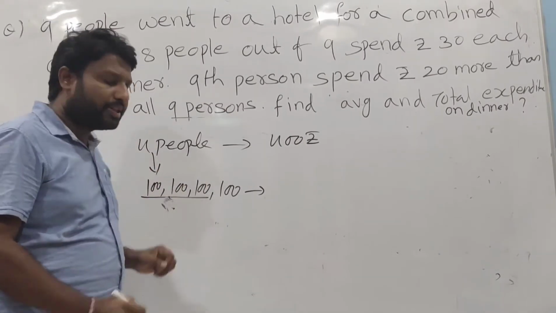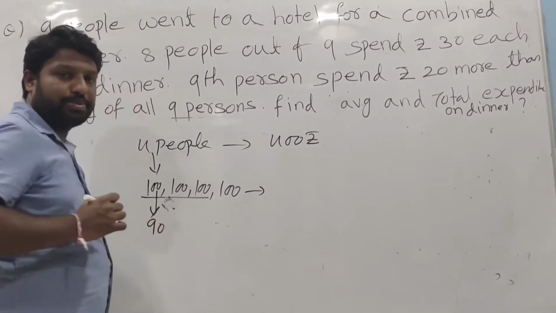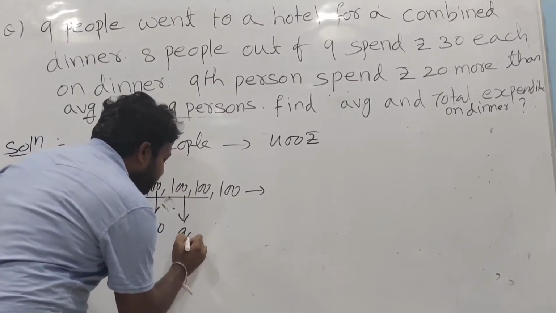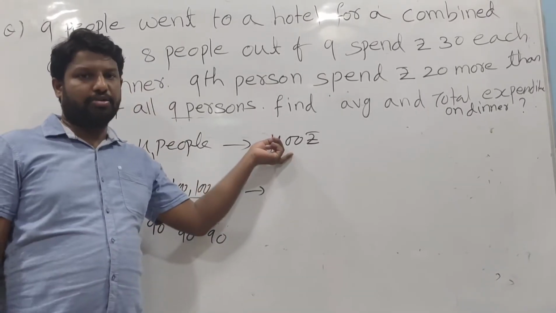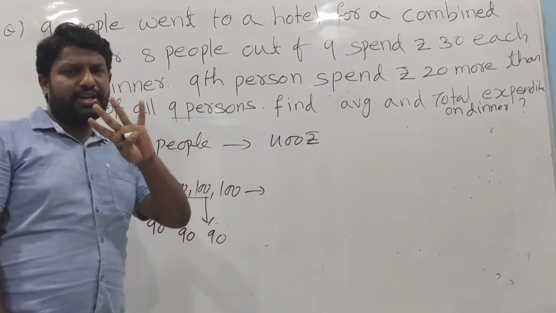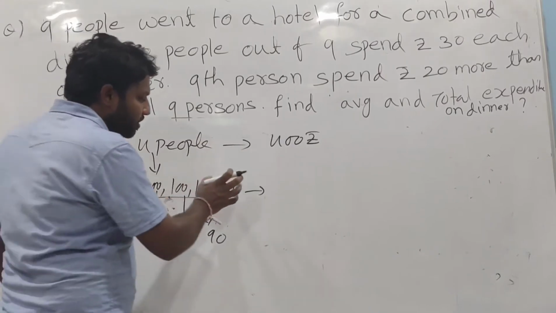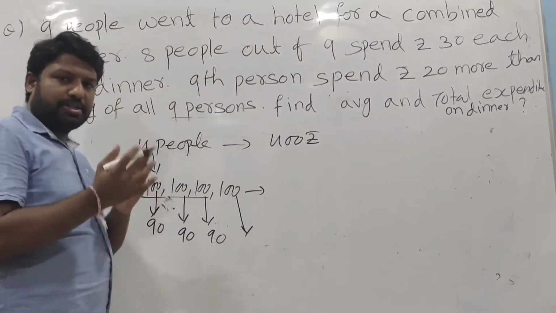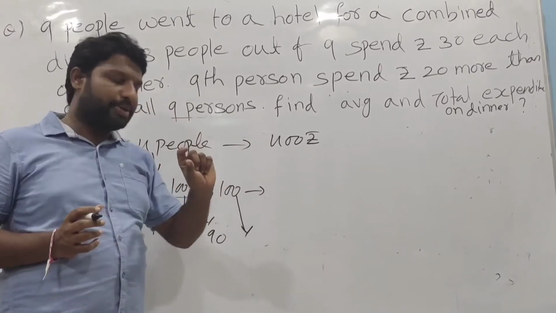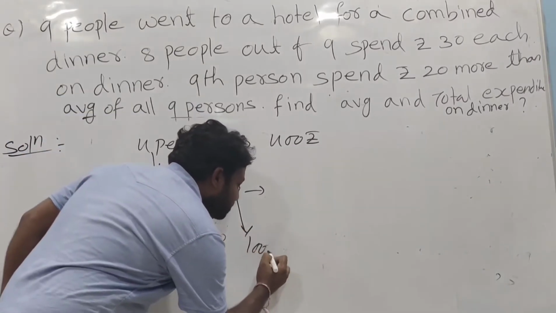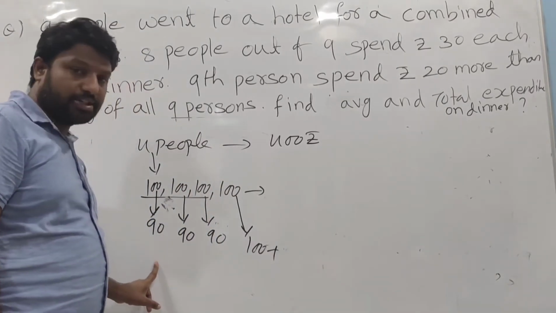But these 3 people, after eating biryani, gave only 90 rupees each. This person gave only 90 rupees, this person also 90, this person also 90. So total cost is 400 rupees. Now the 4th person, what did he do? They had decided to contribute 100 rupees, and this 4th person contributed 100 rupees plus an extra 30 rupees.